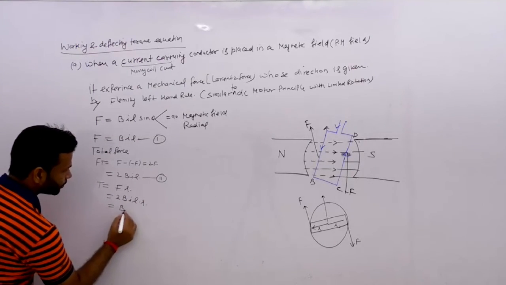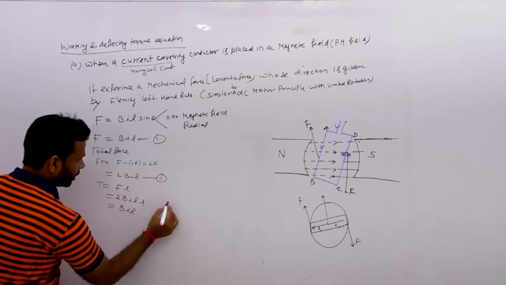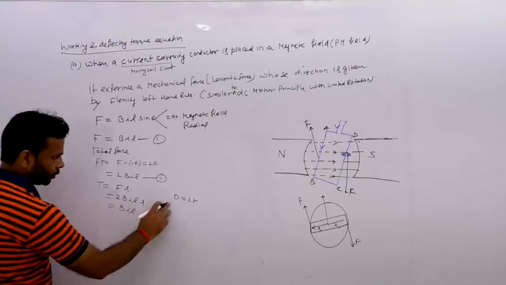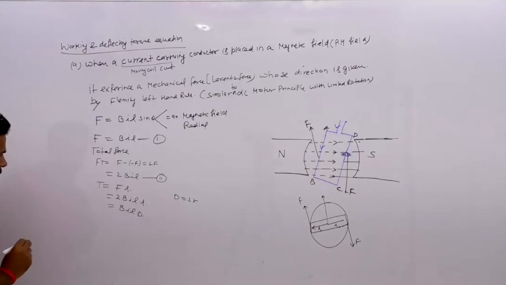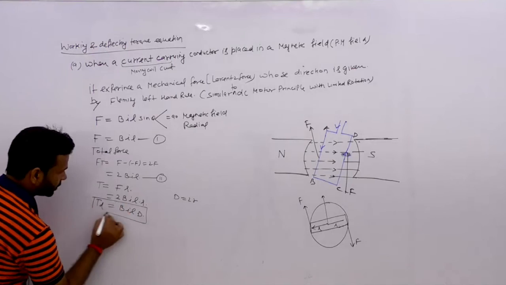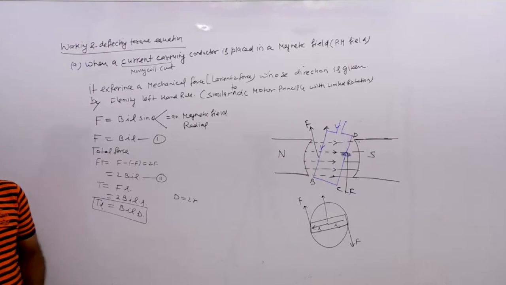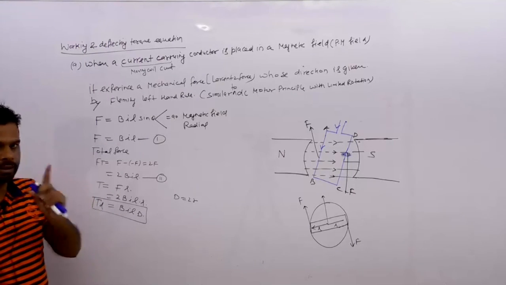It is BIL into 2R. Because dia is 2R, na? Dia is 2 times of radius, so it is D. Then your torque, the deflecting torque equation is this. I hope so. ये बात समझ में अब आ गई होगी आप लोगों को. So your deflecting torque is this. Now this is the equation corresponding to the 1 turn.